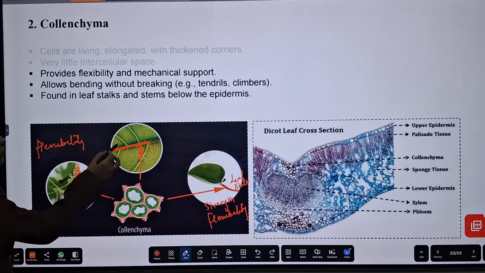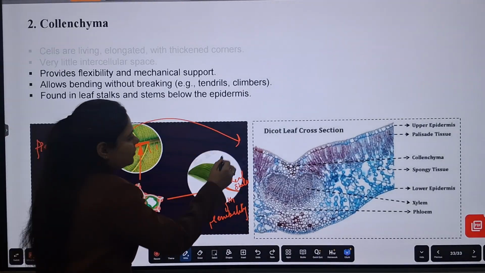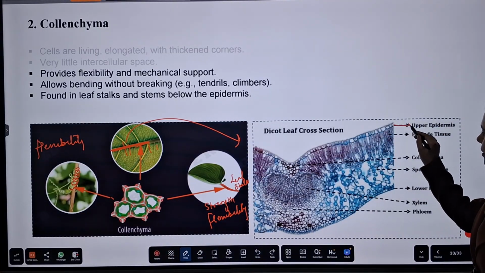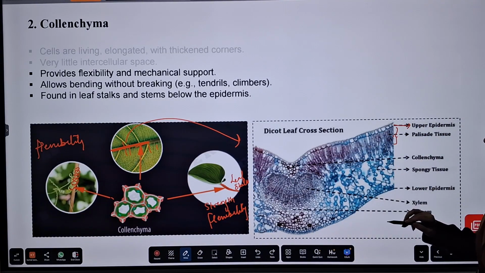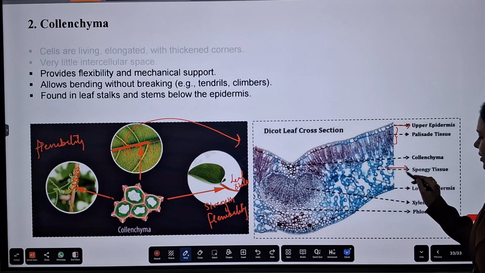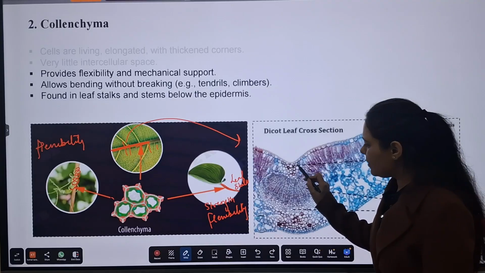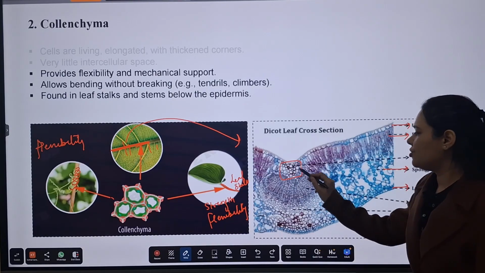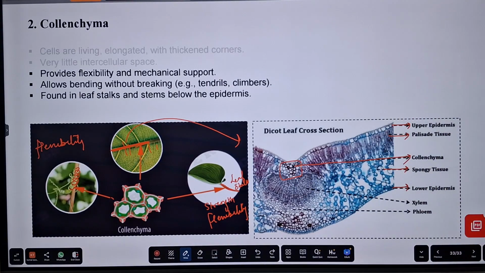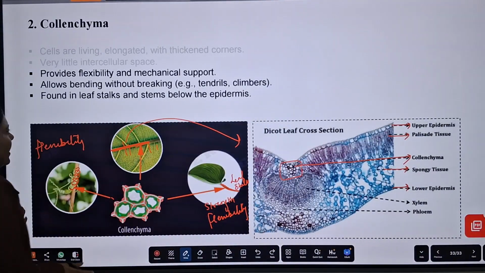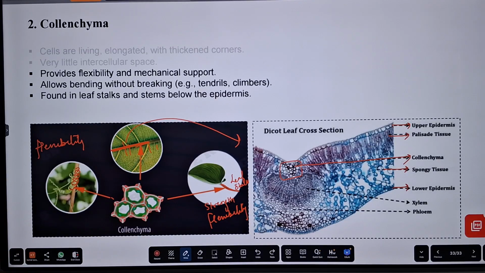Now, if we see the cross section of a vein of a leaf, we are going to see something like this under the microscope. This is the upper epidermis. This is palisade parenchyma. Then you have spongy tissue and lower epidermis. And here, just below the epidermis, in the vein region, we see collenchyma cells. So wherever a moderate amount of strength along with flexibility is needed, collenchymatous tissue is present.